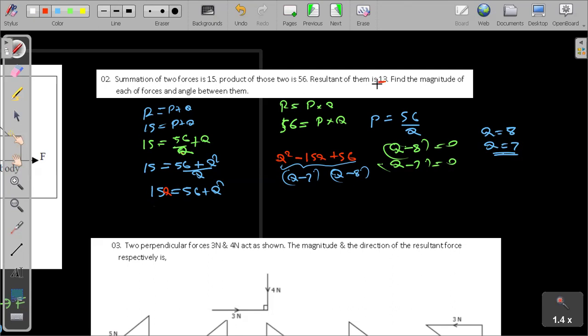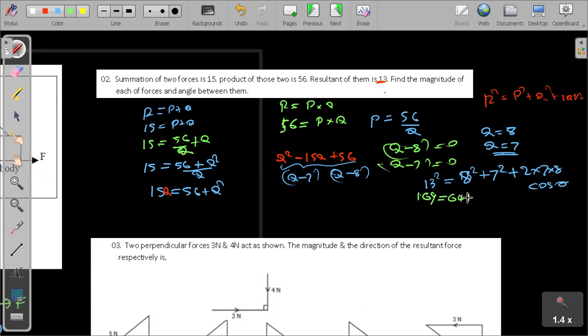The resultant is 13. You have to find out the angle now. R square is equal to P square plus Q square plus 2PQ cos theta. So that means 13 square equals 8 square plus 7 square plus 2 times 7 times 8 times cos theta. 169 equals 64 plus 49.